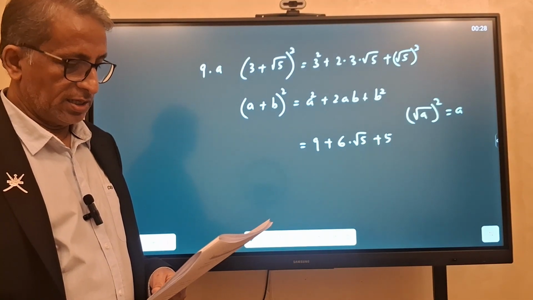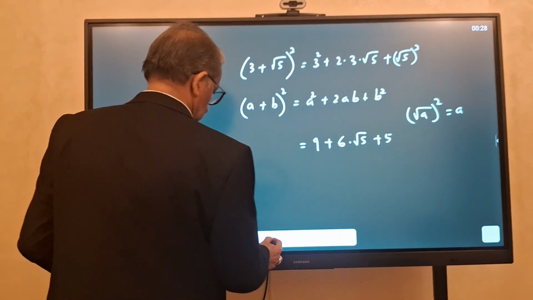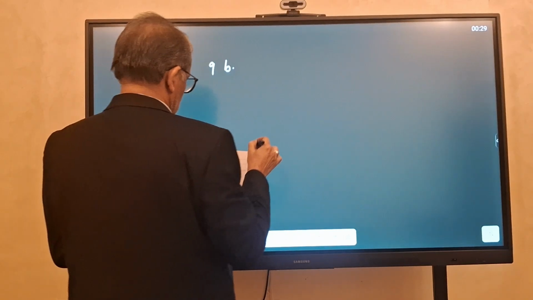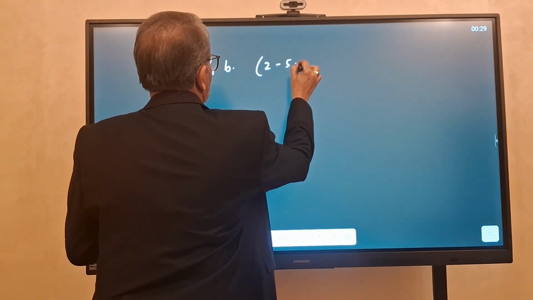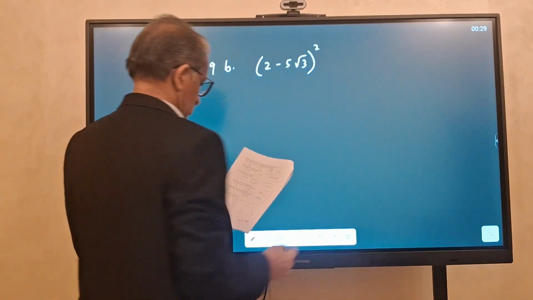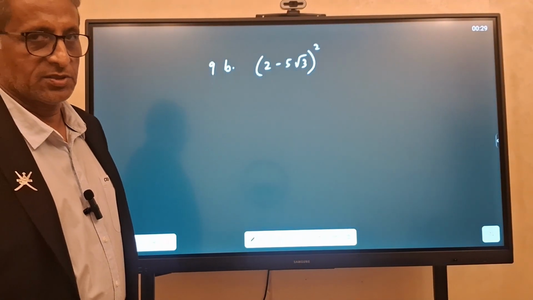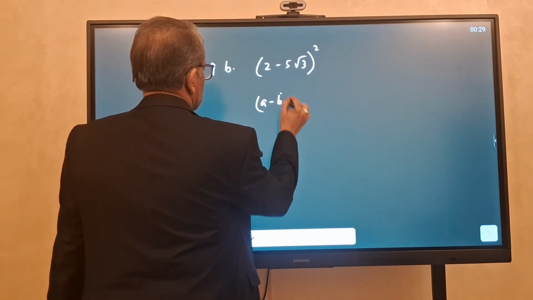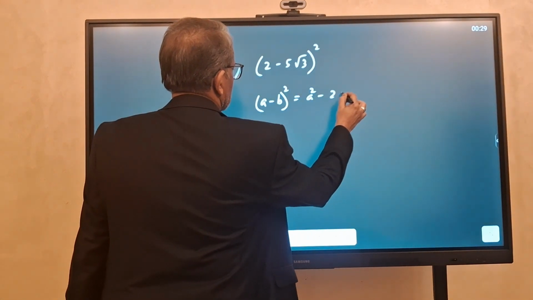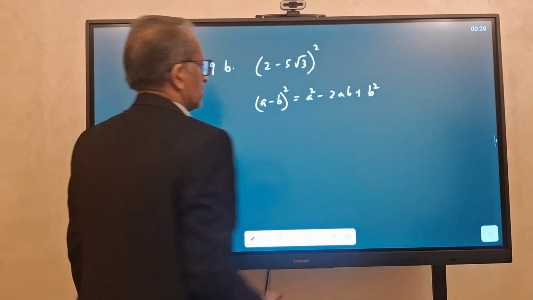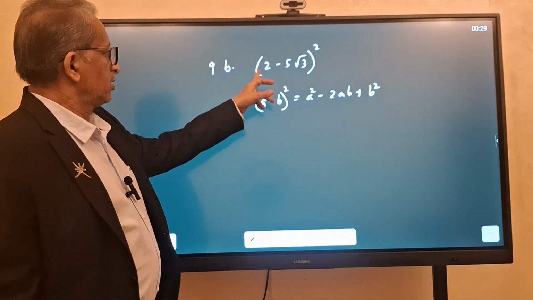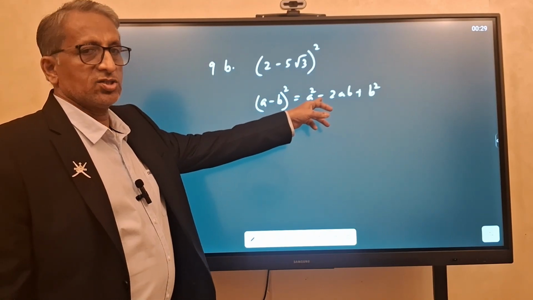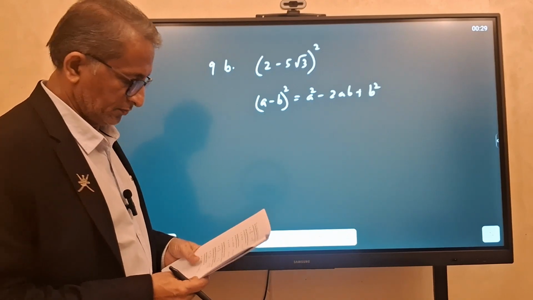In question number 9B, it is 2 minus 5 root 3, whole square. So instead of A plus B, now I will use A minus B, that is (A minus B) square, which is A square minus 2AB plus B square. Use this formula to solve this. Here A is 2 and B is 5 root 3. So only the sign changes here compared to the earlier one.